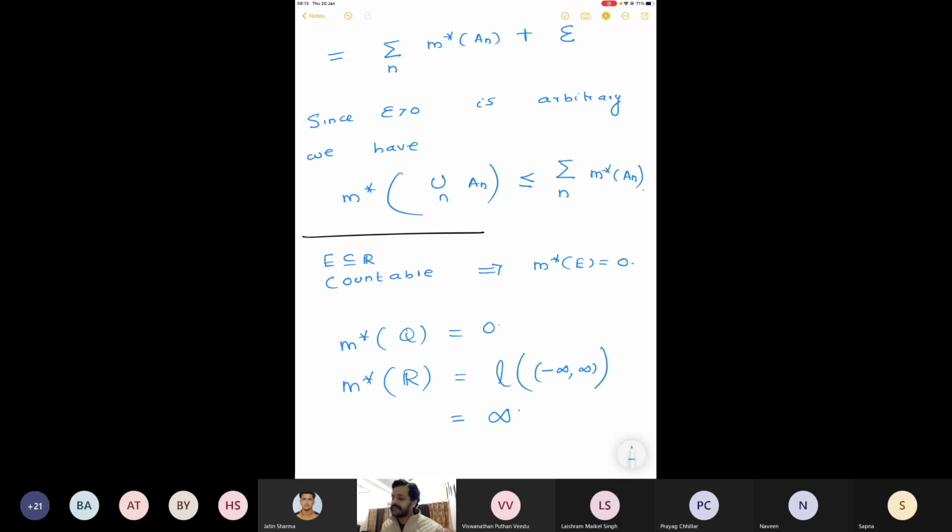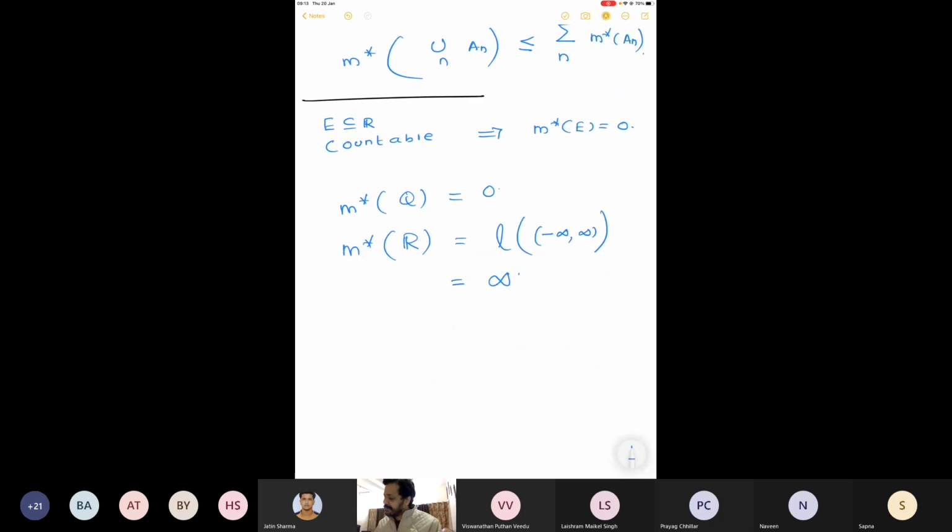Q is countable and M star of Q is 0. R is uncountable and M star of R is not 0, it is something else. So as far as Q and R are concerned, M star distinguishes countability and uncountability. Do you agree? Yes, sir. However, is it true in general? Suppose I take any uncountable set, can I say that M star will always be non-zero? For countable, M star is 0. For uncountable, can I say M star will be non-zero? That's the question we want to answer now.